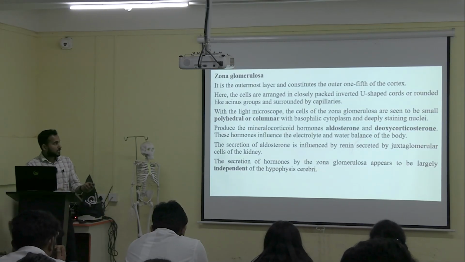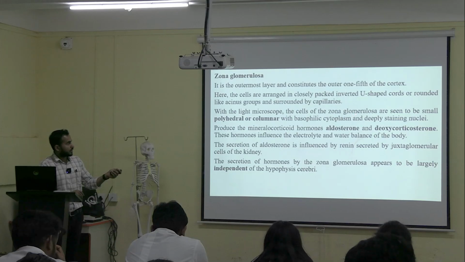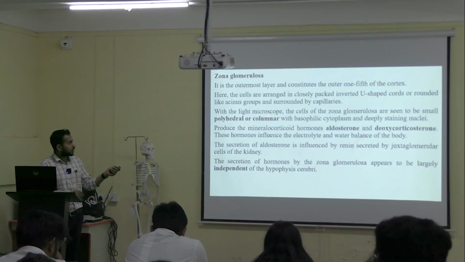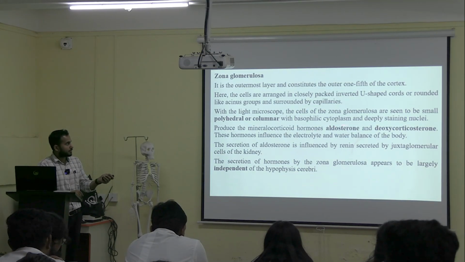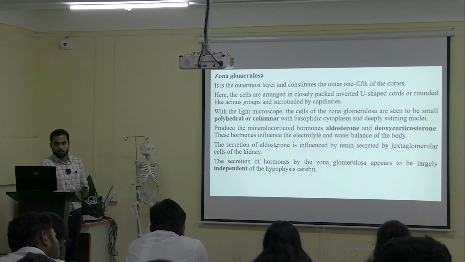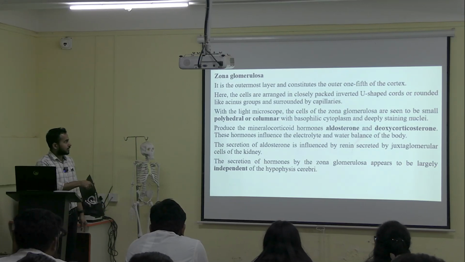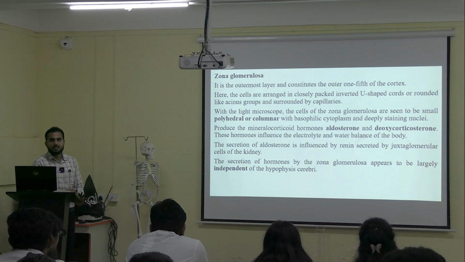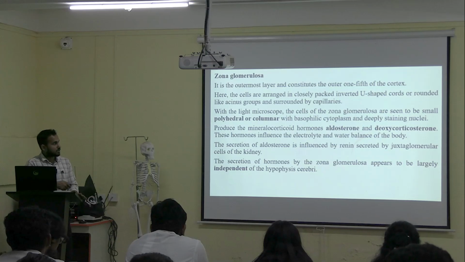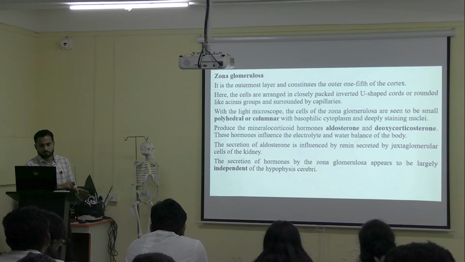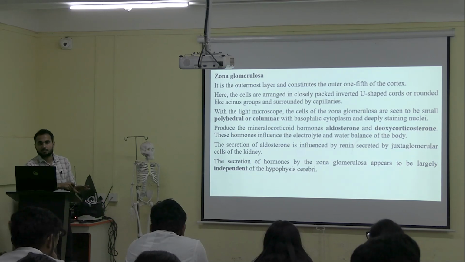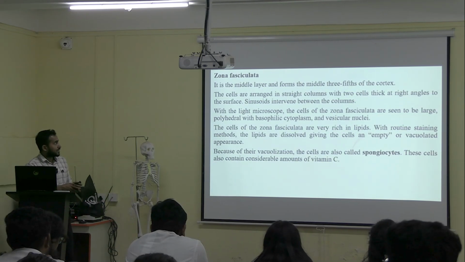With the help of a light microscope, in the zona glomerulosa, small polyhedral or columnar cells are seen with basophilic cytoplasm and deeply stained nuclei. Now, what is the function of these cells? They secrete mineralocorticoid hormone. What is the mineralocorticoid hormone? Aldosterone or deoxycorticosterone. What is its function? It maintains the electrolyte and water balance of the body. Next is the zona fasciculata.